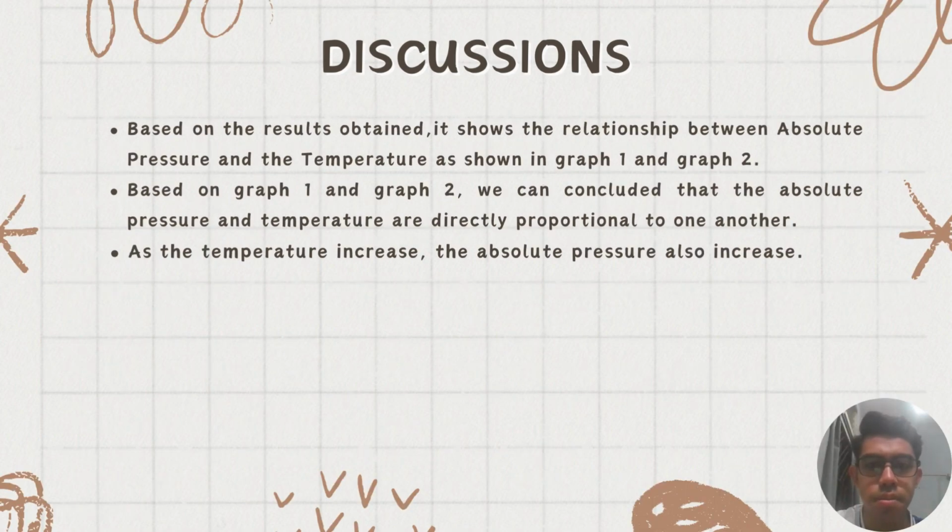Based on the results obtained, it shows the relationship between absolute pressure and the temperature as shown in graph 1 and graph 2. Based on graph 1 and graph 2, we can conclude that the absolute pressure and temperature are directly proportional to one another. As the temperature increases, the absolute pressure also increases.